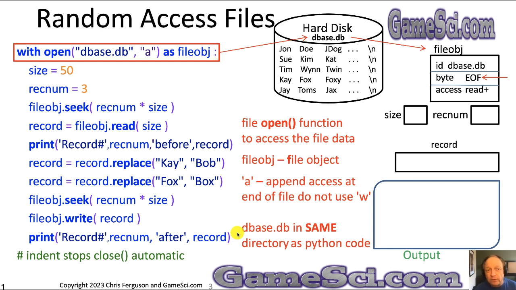dbase.db is in the same directory as the Python code. If you want, you could put a directory in front of the file name, and this file could be in a different directory. With no directory name, you have to be in the same folder as your Python program.